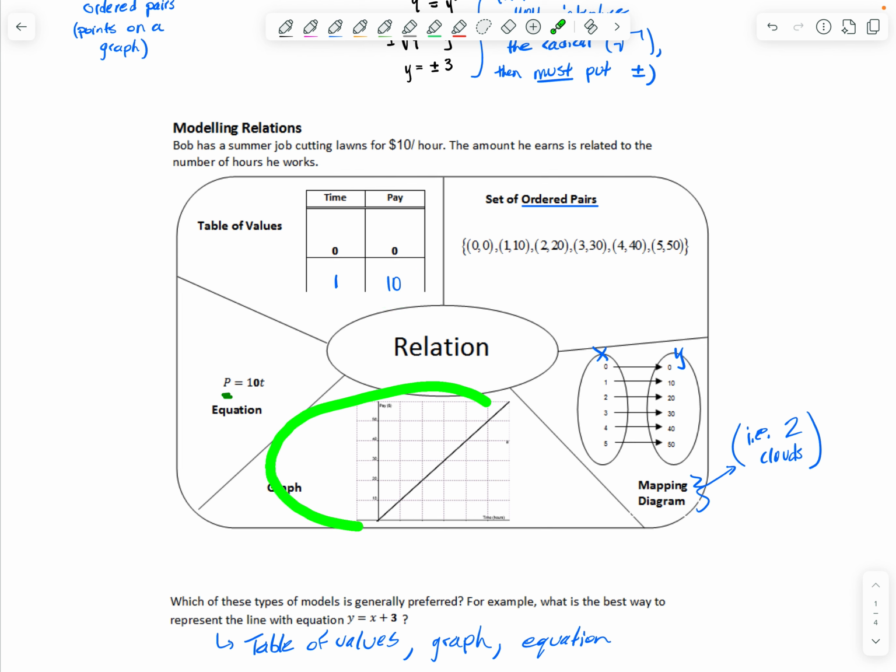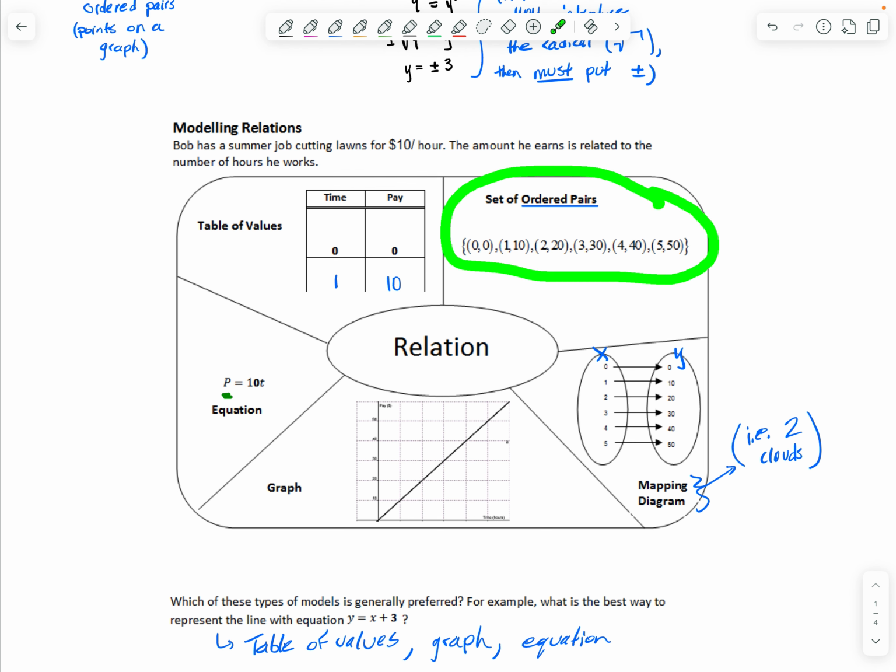I also have a graph, right? I can represent the x values of the input on the x-axis, the independent variable, and the dependent variable on the y-axis, the output, right? So the more hours he works, we can see it's a linear trend here, a linear relationship. His pay goes up as well. Linking those two is probably one of the most powerful forms of modeling mathematical relationships, which is an equation. So P is equal to 10t.